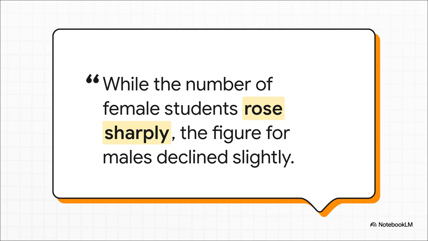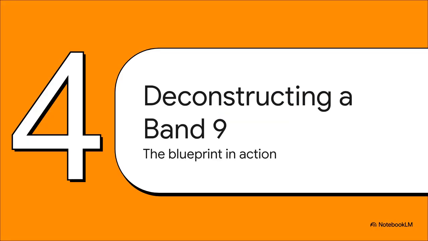Now this is a beautiful sentence. It's a perfect example of what a high-scoring sentence looks like. It's a complex sentence, using while to contrast 2 different trends in one single, elegant go. It combines that great vocabulary, rose sharply, declined slightly, with advanced grammar. This is exactly what you should be aiming for. All right, theory is great, but let's see how this all comes together in practice. We're going to break down a model answer and see exactly how it uses every single principle we've talked about to get that band 9 score.